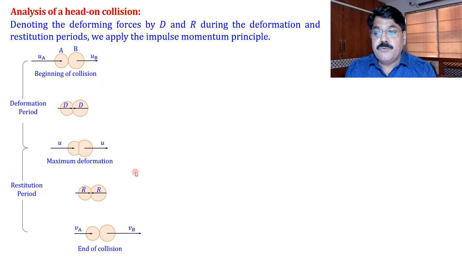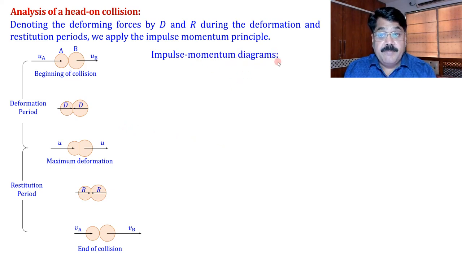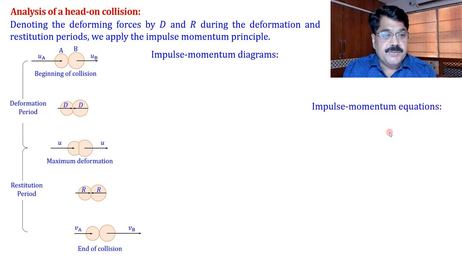So now all the forces we have considered, and we have seen all the velocities are mentioned. So for the deformation period and for the restitution period, we'll apply the impulse momentum principle and write the equations for body A and body B separately. And for the purpose, we should draw the impulse momentum diagram. So here we draw the impulse momentum diagram, and here parallelly we write the impulse momentum equations.